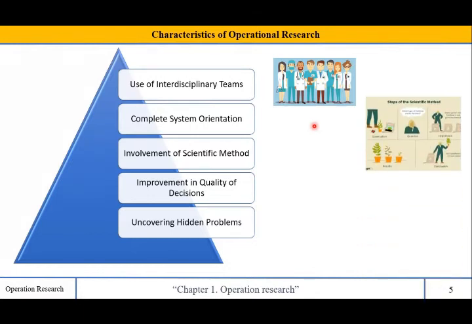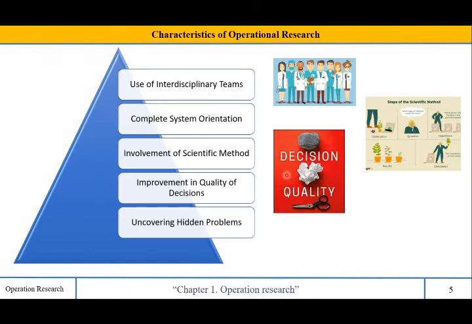The next one is involvement of scientific method. Operational research brings the involvement of scientific method. For example, if I say I have to grow a plant, I have A, B, C soils. So what I will do is plant the same plant in soils A, B and C, and I will see which soil is most effective for our plant, and then I will come to a conclusion. So what it indicates is that a characteristic of operational research is also the involvement of scientific method. Now, improvement in quality of decision, that is important.